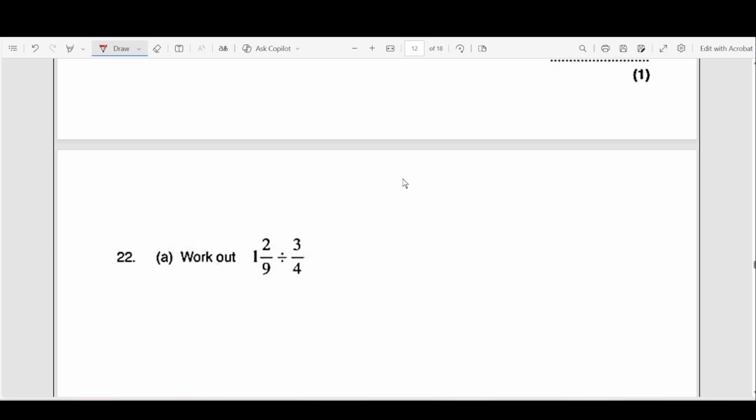Now we need to work out these fractions. We need to divide them. So the first step is, we have a mixed number, right? So convert it into an improper fraction. How do we convert? Just multiply these two and add the numerator, 9 times 1 plus 2, and keep the denominator the same. We have 9 here, so it's going to be 9. 9 times 1 plus 2 is 11 over 9.